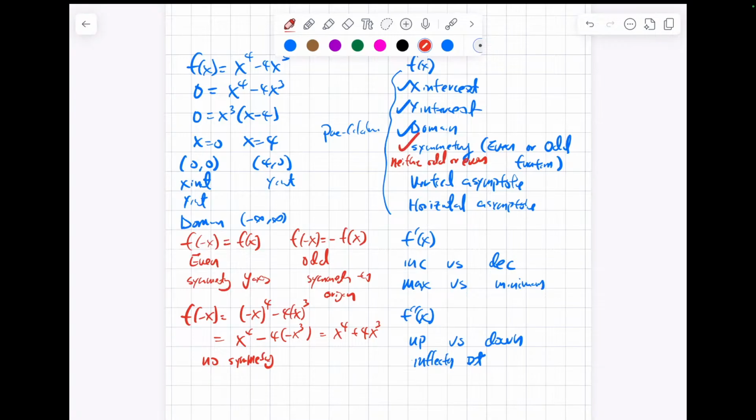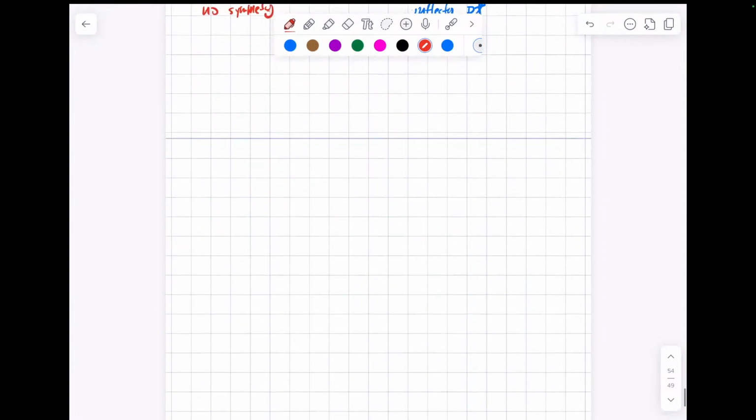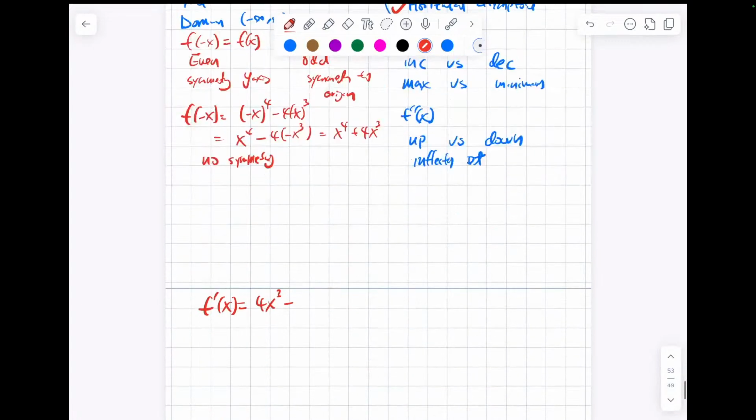So we got symmetry done, we got the vertical asymptote, we got the horizontal asymptote. We're going to do the whole original function. Am I doing okay? Now we're going to go to the second function. We're going to say f prime of x. So it'd be 4x cubed minus what? 12x squared.